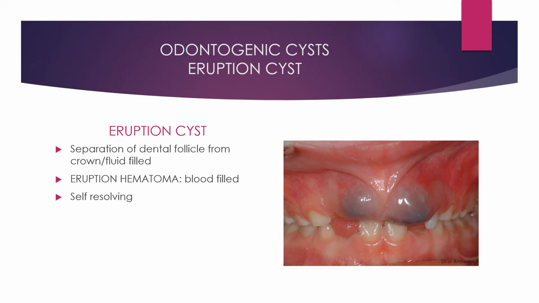Eruption cysts occur in children. It's caused by the separation of the dental follicle from the crown of the tooth and is usually fluid-filled. It is sometimes called an eruption hematoma because it is bluish, because it is blood-filled. These cysts are self-resolving when the tooth involved erupts.